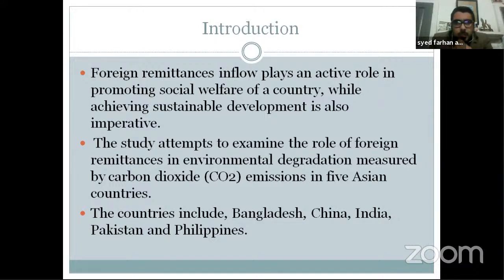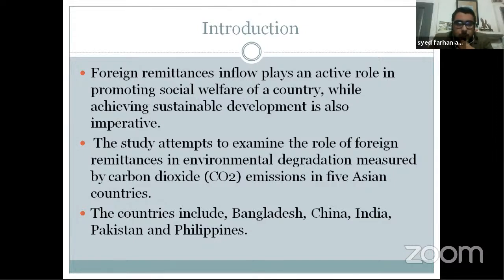Moving towards the introduction: foreign remittance inflow plays an active role in promoting the social welfare of a country, while achieving sustainable development is also imperative. If we talk about remittances, they play a great role in the socio-economic development of a country. The objective of the study is to highlight the relationship between carbon dioxide emissions and remittances, like how remittances play a role in environmental degradation. Either they are affecting the environment in a good way or in a bad way.